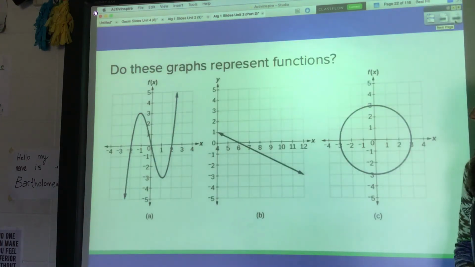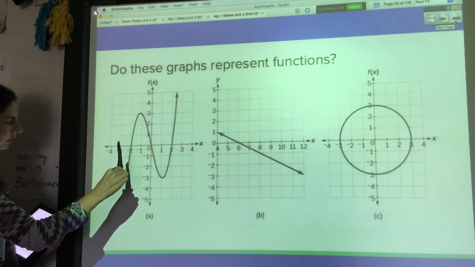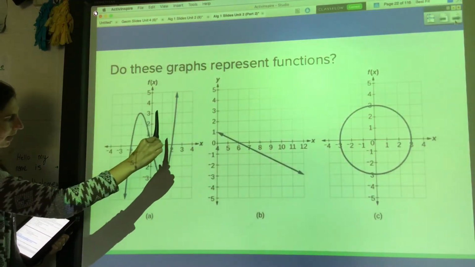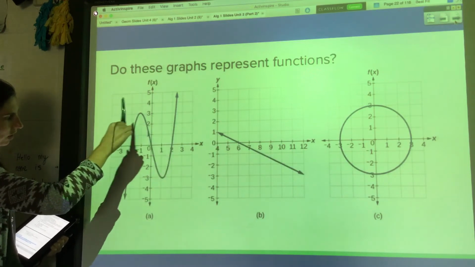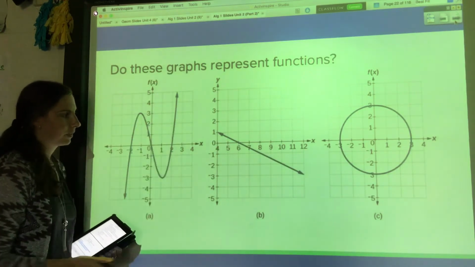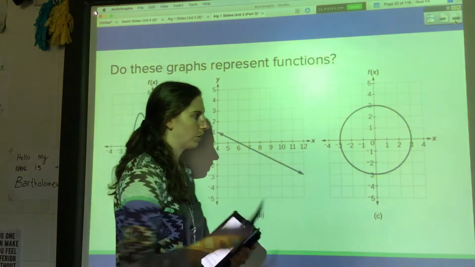All right, so do these graphs represent functions? Let's try this one. This one is okay. Even though it gets pretty steep, it's still just 1 point at a time. As I pass my vertical line across that graph, it's just 1 point at a time. Same thing with this one, it's just 1 point at a time, so that one's also a function.